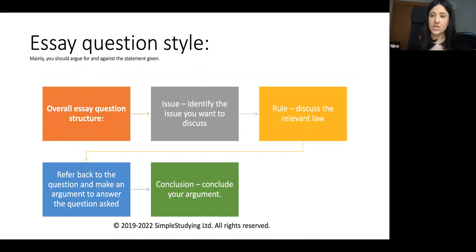In the essay question, the structure can be a little bit different. Here you do have an introduction. You can start with definitions, depending on what the essay question is asking you. And then you need to argue both sides of the argument of the statement that has been given to you.